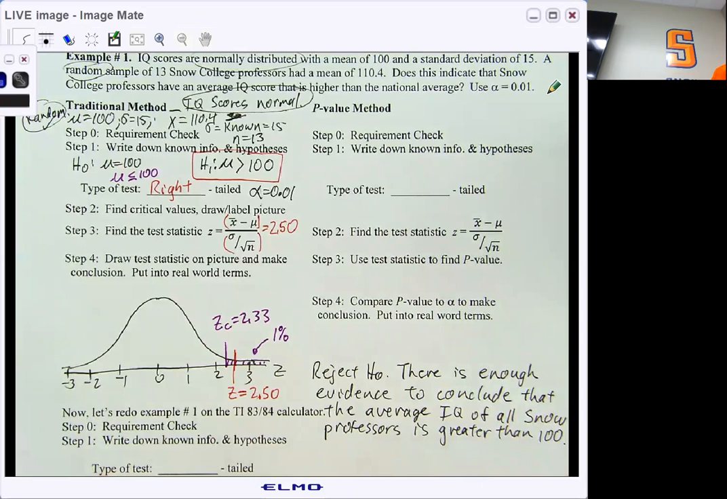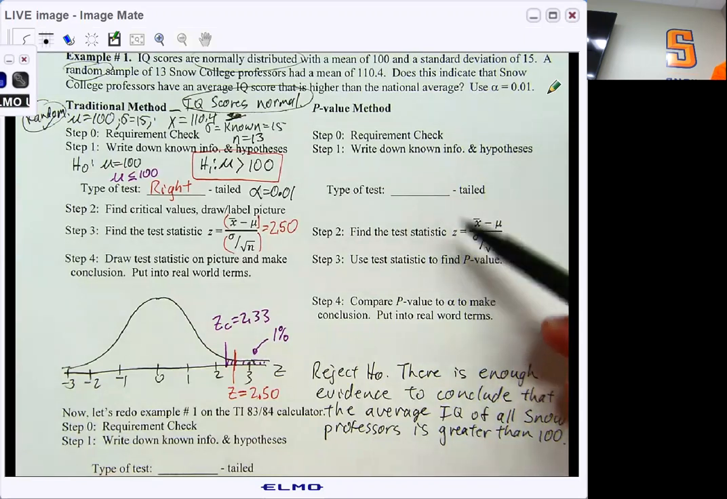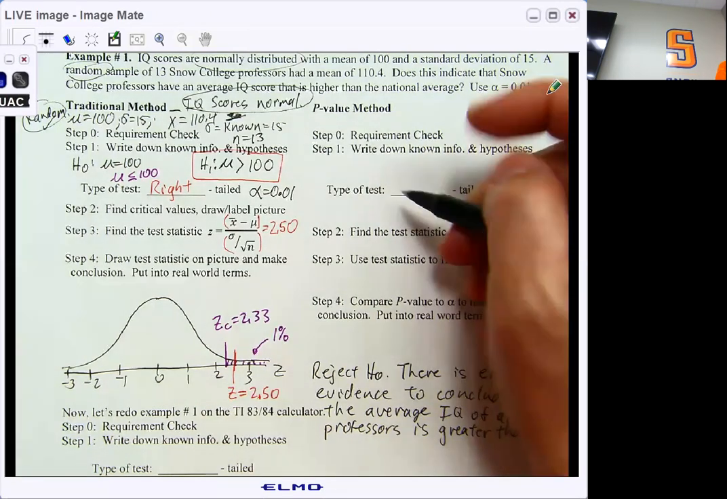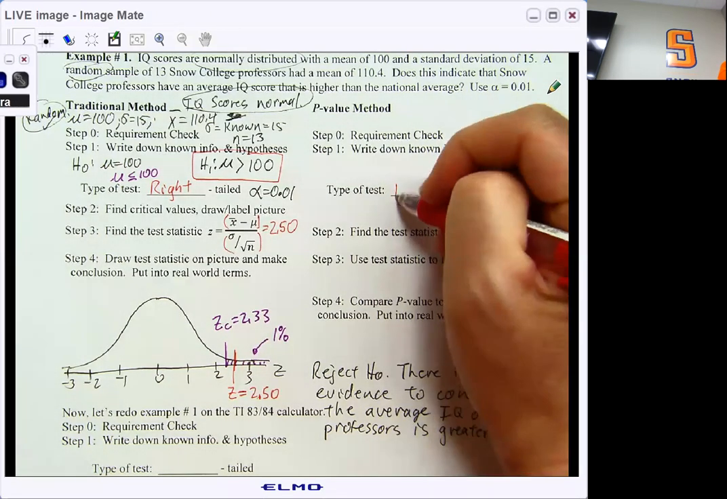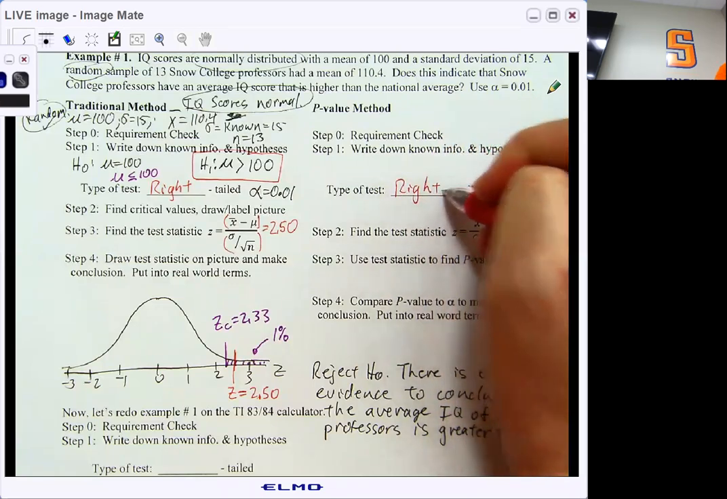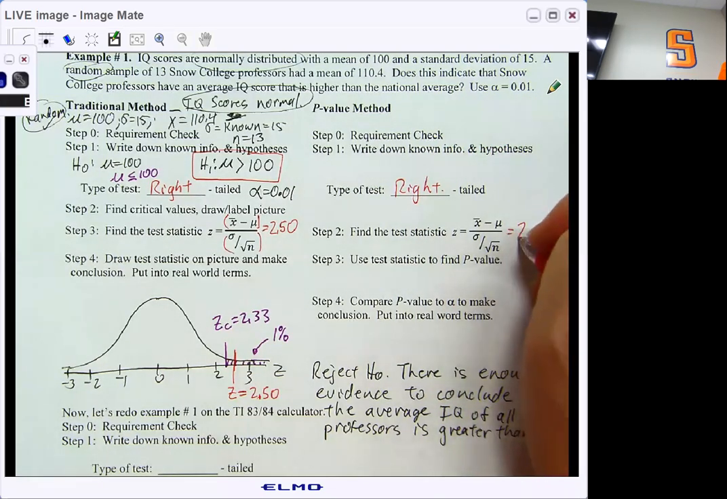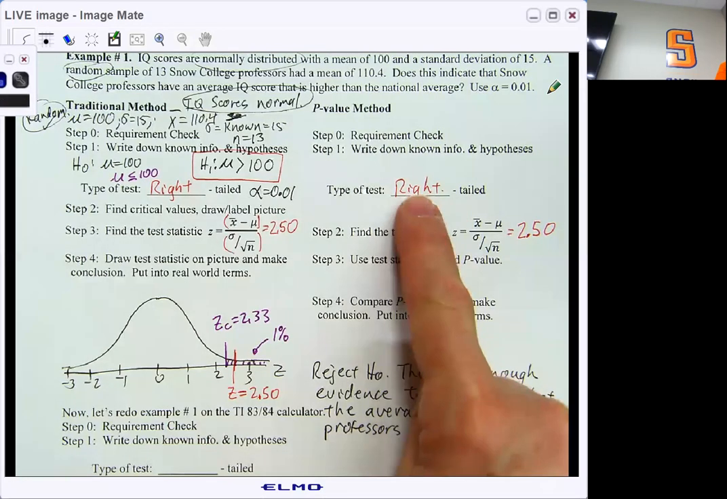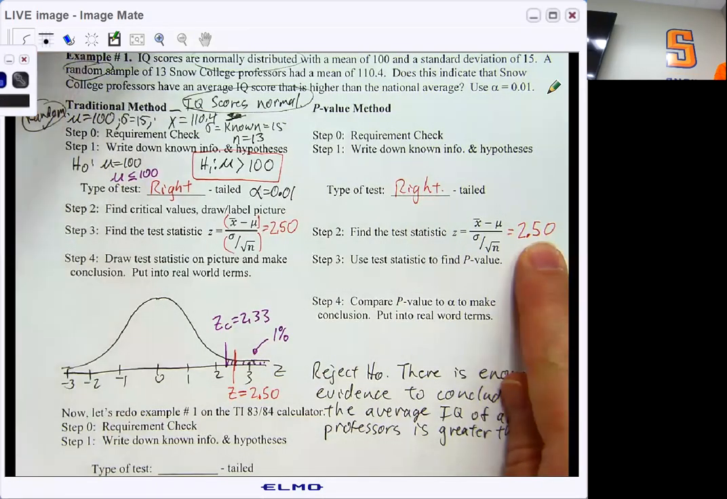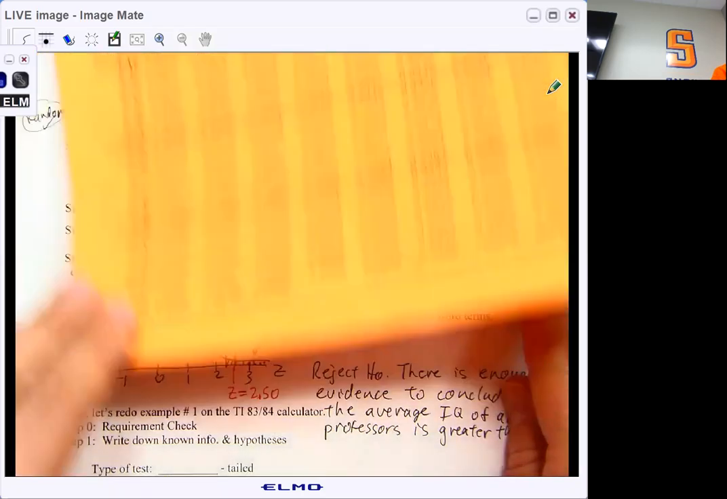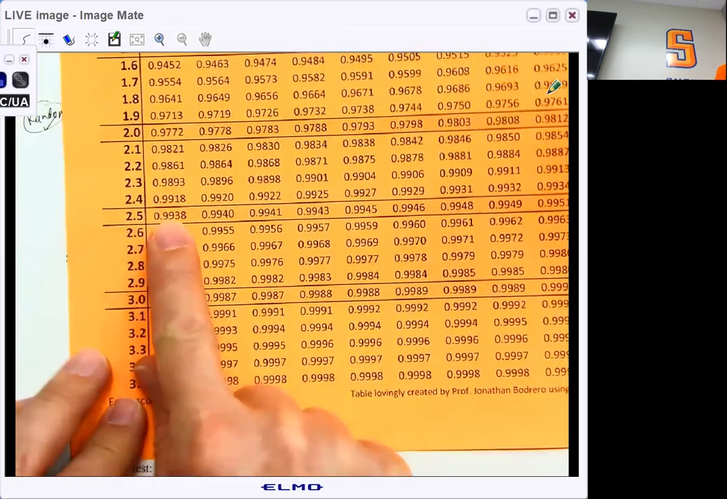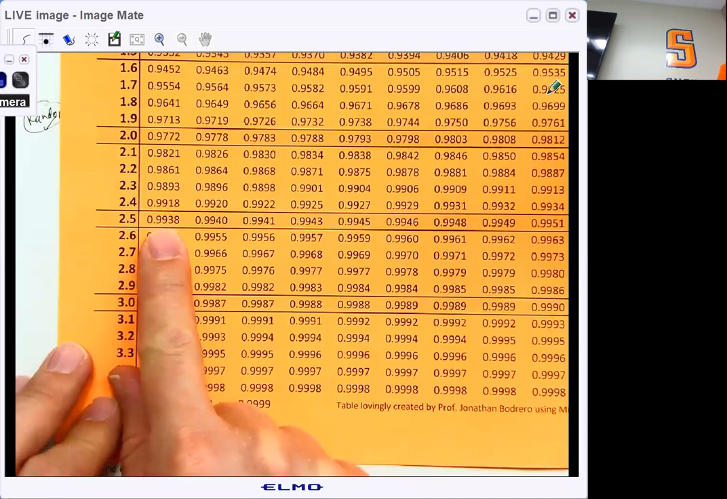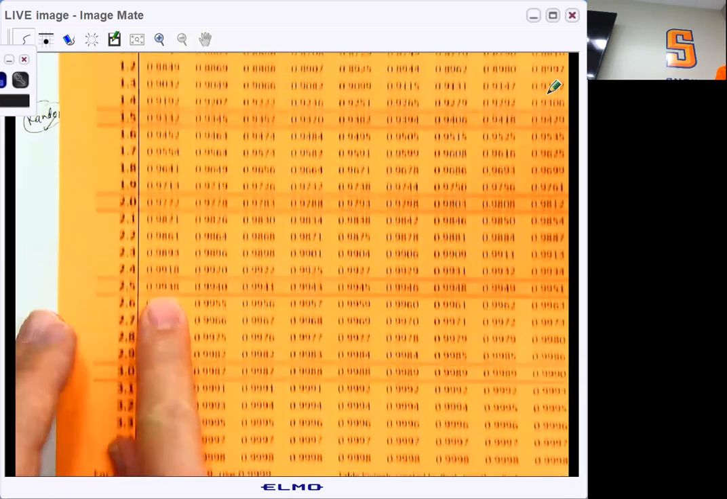Let's go ahead and see what we would do if we were to do the p-value method. To save just a minute of video time, I'm going to go ahead and do the same stuff here. We'd still have a right-tailed test, and we'd still have everything else. We'd still get, oddly enough, the same test statistic, but now we need to compute the p-value. Remembering that this is a right-tailed test with a test statistic of 2.50, if we look up 2.50 on our table, the area to the left is 0.9938.